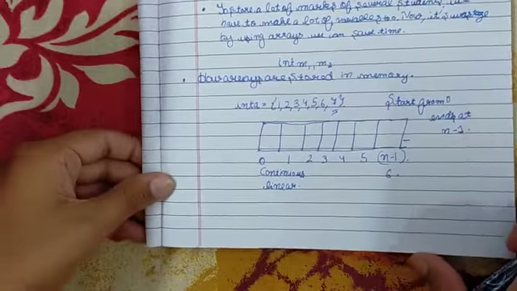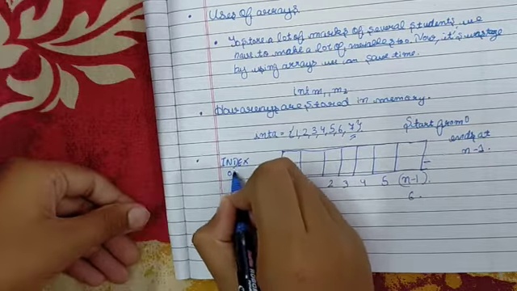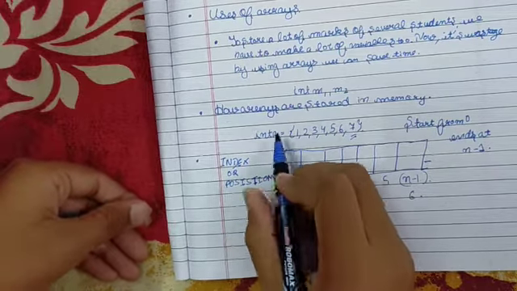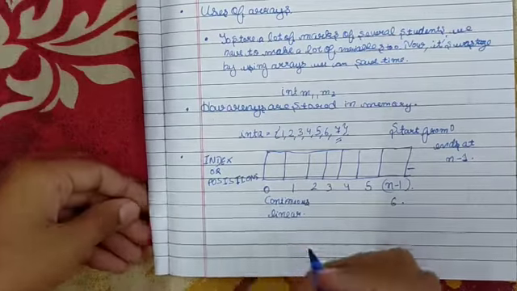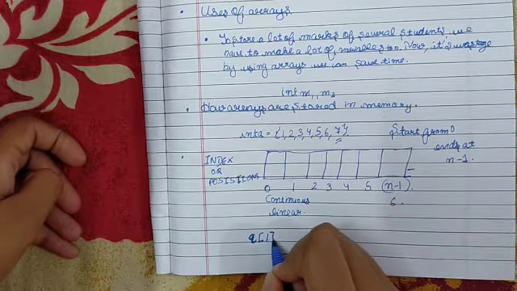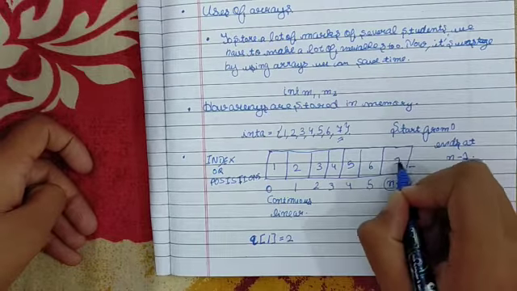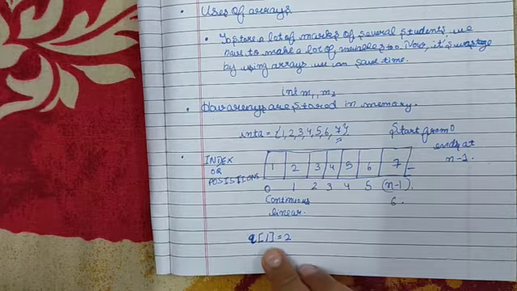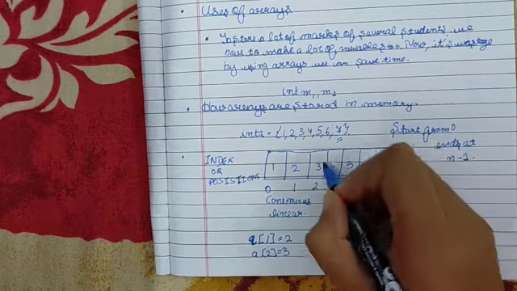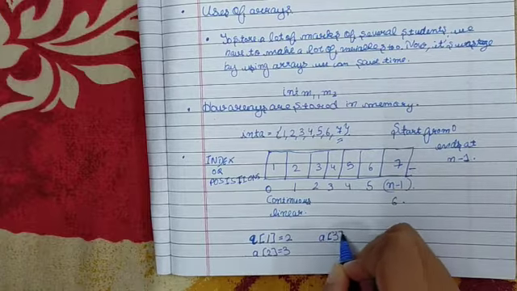Now moving on, index and positions. Index and position depend on these boxes only. For example, we took the variable a. Now here we will write like this: a at 1 is equal to 2. Like I put the values 1 2 3 4 5 6 7. I put the value of a at 1 is equal to 2. a at 2 is equal to 3. a at 3 is equal to 4.